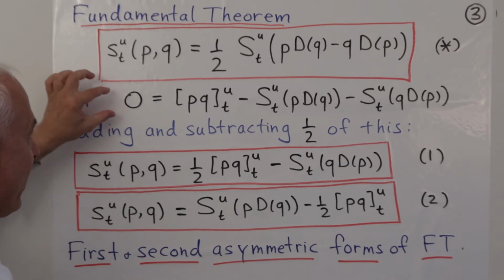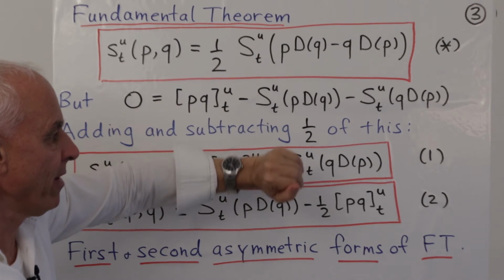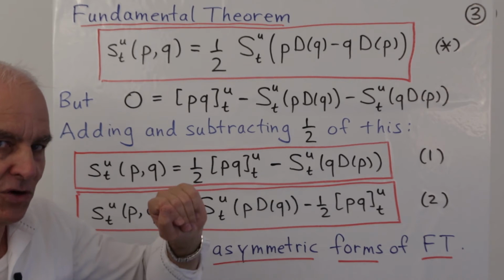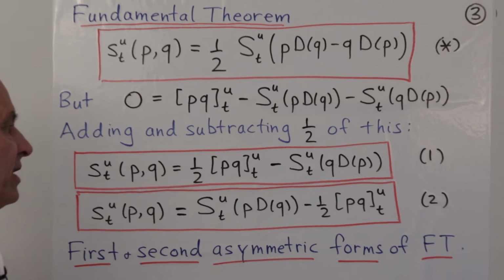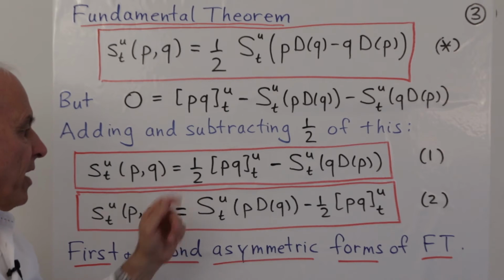Okay? So the effect of adding half of this to this is to get rid of the p dq term and sort of elevate the q dp term so that now it has coefficient 1. And the price we pay is that we now introduce this pq from t to u term with a half in front.